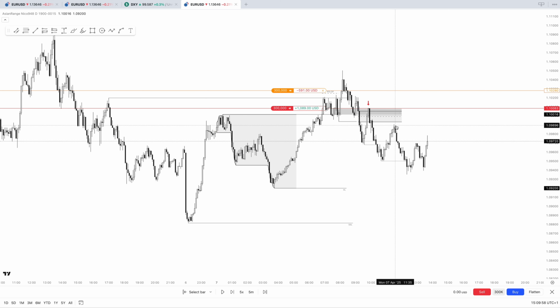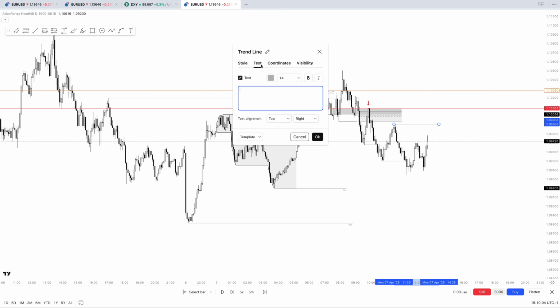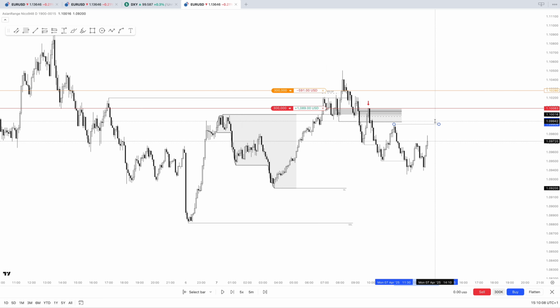Now where's our liquidity? We've got this buy side liquidity here, which can be used to fuel the next move for New York, right? And then we've got liquidity down at these lows here.